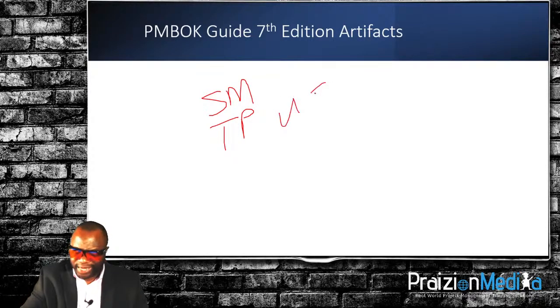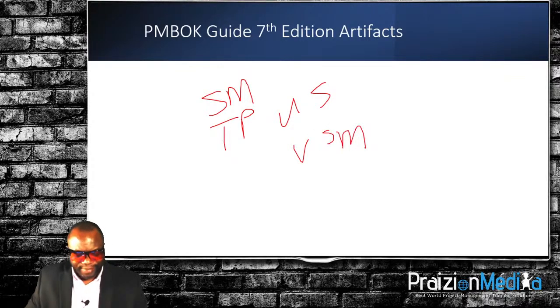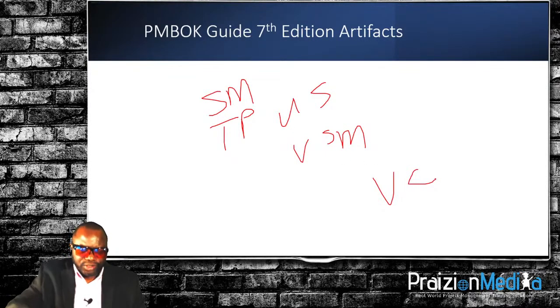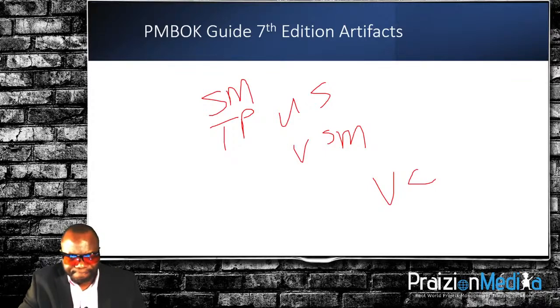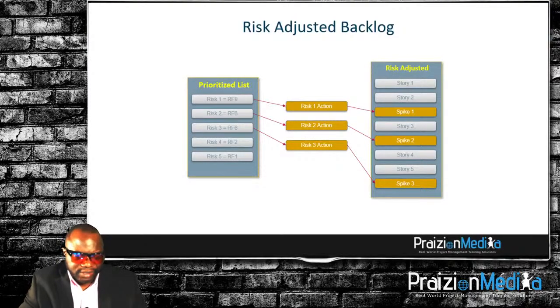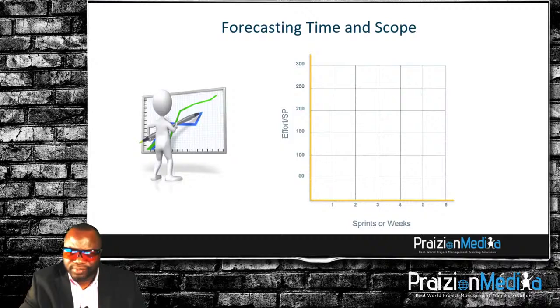And then we have value stream map. This is a lean enterprise method used to document, analyze, and improve the flow of information or materials required to produce a product or service for a customer. And the last one we have is velocity chart. And I'll show you a quick example of this. Let's go to our velocity chart example. All right, here we go. So a velocity chart could look something like that.